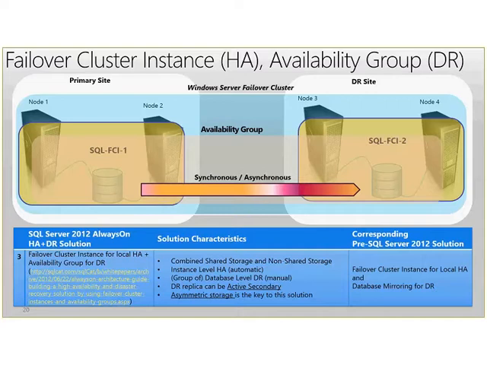Not all of the replicas need to be failover cluster instances, so maybe at the primary site you would have a SQL Server failover cluster, and maybe at the DR site you would have a smaller failover cluster instance. But then maybe you would have a third site that would just be a single SQL Server. It would not be a failover cluster instance. So there's a lot of flexibility there.